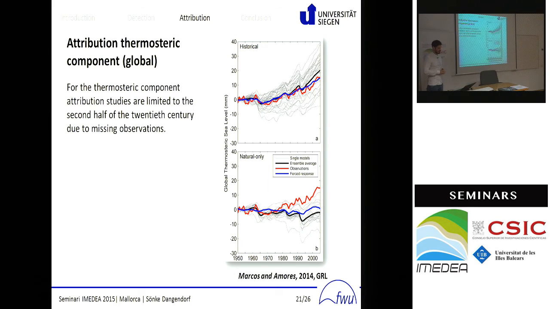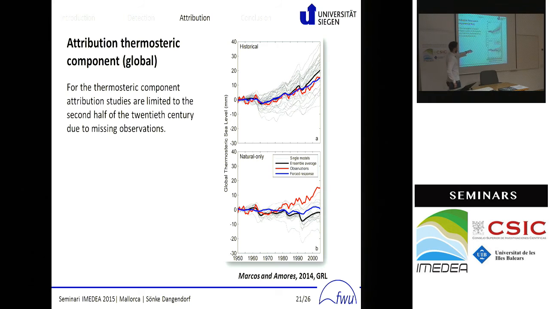In red, the observations; in black, the ensemble average of the climate models; and in blue, just the forced response. And you see it corresponds very well. So the climate models are able to reproduce the observed increase in thermosteric sea level rise quite well.